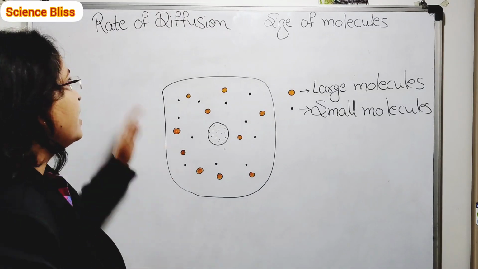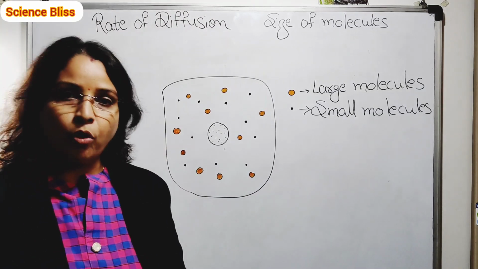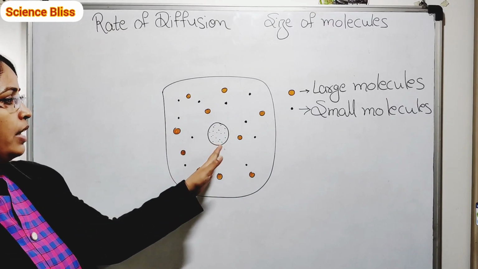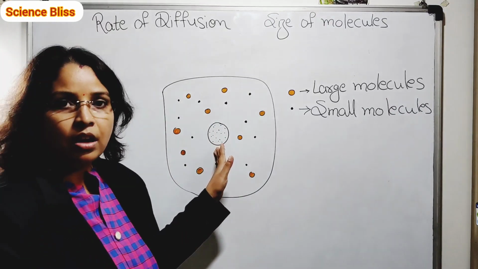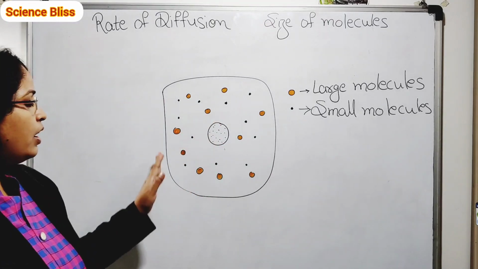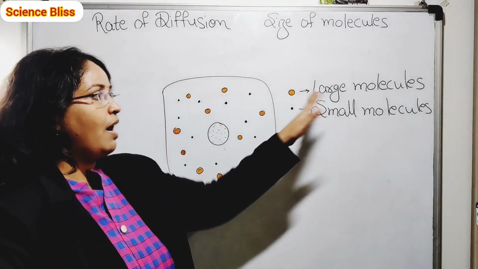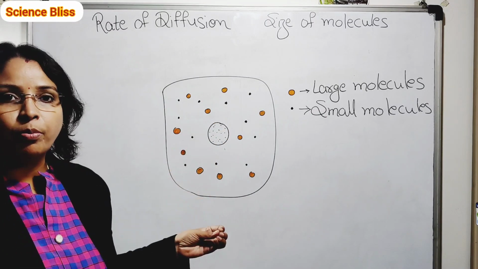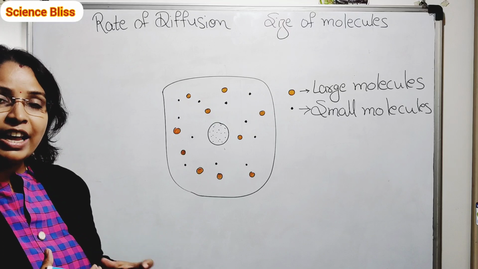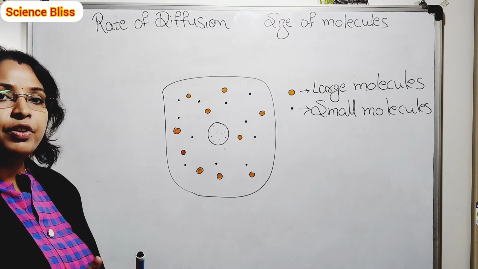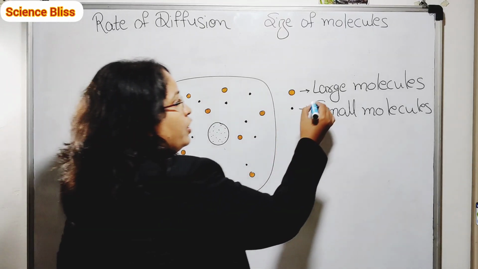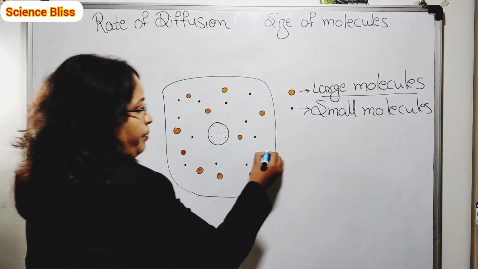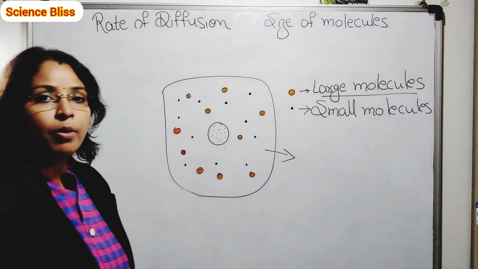Another factor affecting the rate of diffusion is size of molecules. As you can see in this figure, this is a cell. Inside this, in the center, there is a nucleus. And over here, we can see the orange colored large molecules as well as the black colored small molecules. If we talk about the size of the molecule and the rate of diffusion, the larger molecule will take more time to diffuse out of the cell as compared to the small molecules.